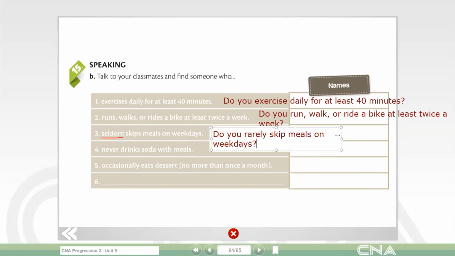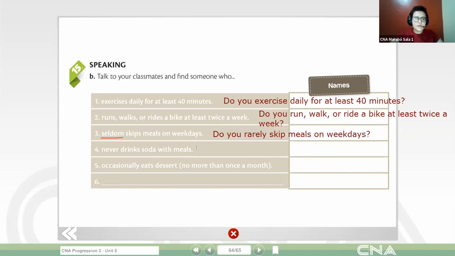Teacher, what is skipping meals? Skip meals is not eating at the correct time. For example, imagine that on Saturday I wake up at 11 and then I have breakfast at 11 a.m. So I don't have lunch at 12 p.m., and then I eat lunch at 4 p.m. This is skipping meals. You are eating at incorrect times.